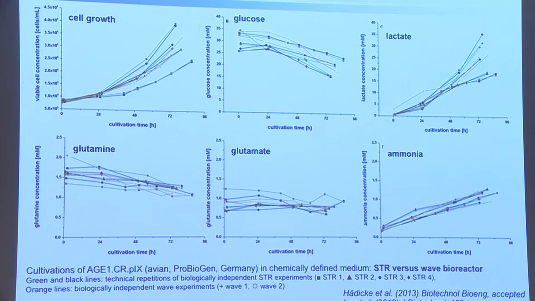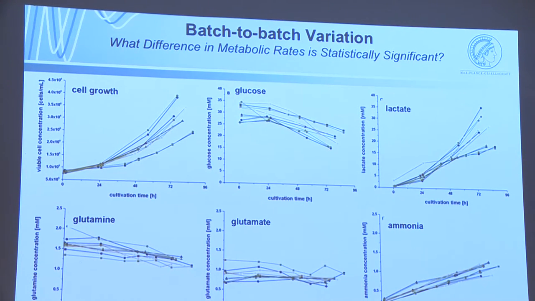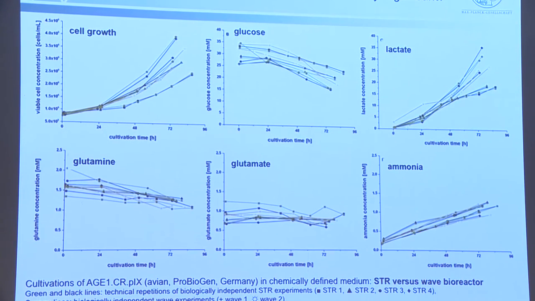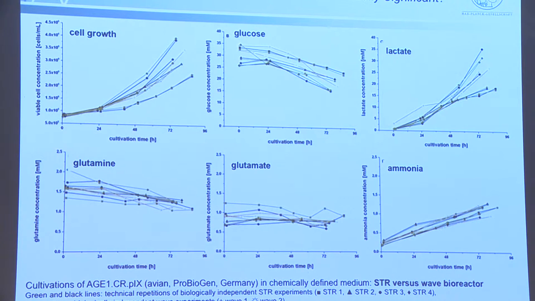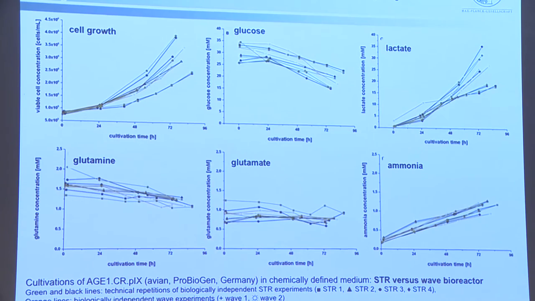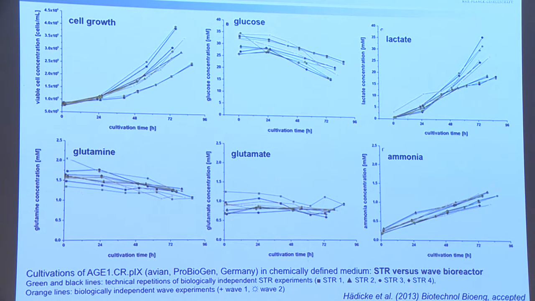And then we have this problem in reproducibility. This is where we wanted to see, is there a difference whether we cultivate cells in a stirred tank bioreactor or in a wave bioreactor? We did quite a few cultivations in stirred tank and also in wave bioreactors. This is all the accumulated data here. And you see there's some variation. Actually, there's quite a lot of variation. And we analyzed the data, and we described a metabolic flux analysis approach to differentiate between these cultivations.